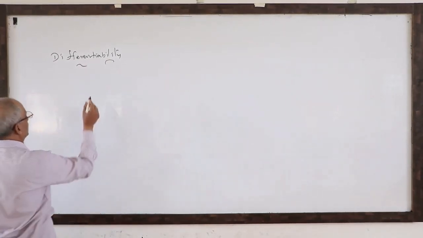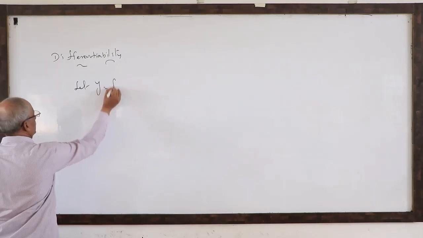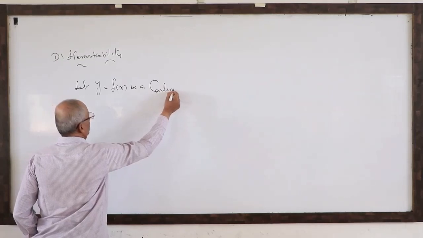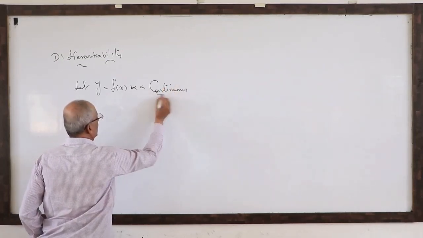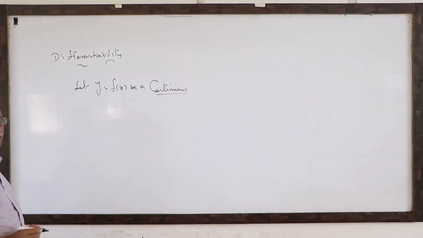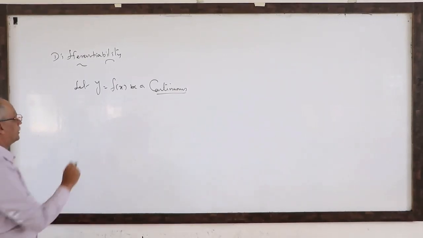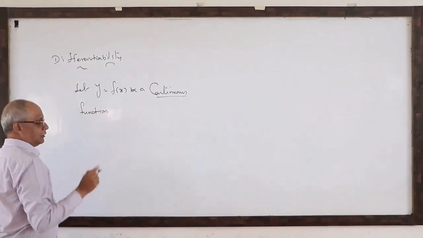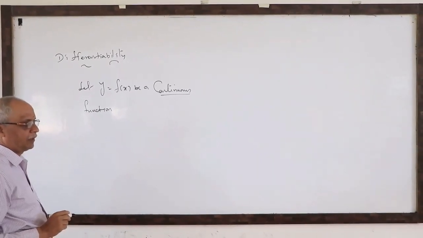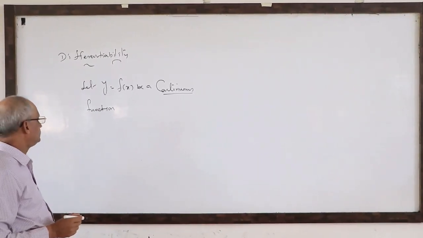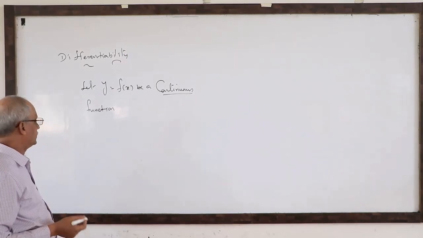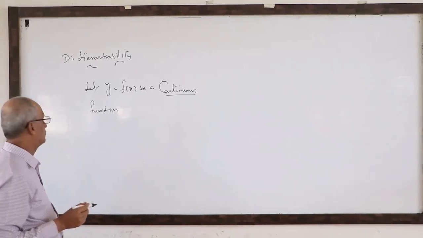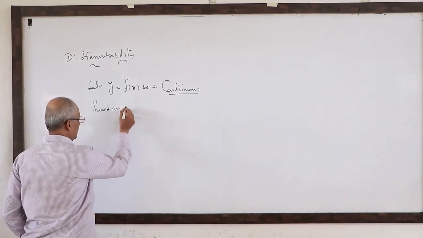Differentiability. Let y is equal to f of x be a continuous function. First this condition. Otherwise don't ask for derivative. That is why differentiability implies continuity. When a function has a derivative, it is continuous first of all. Let it be a continuous function in its domain.